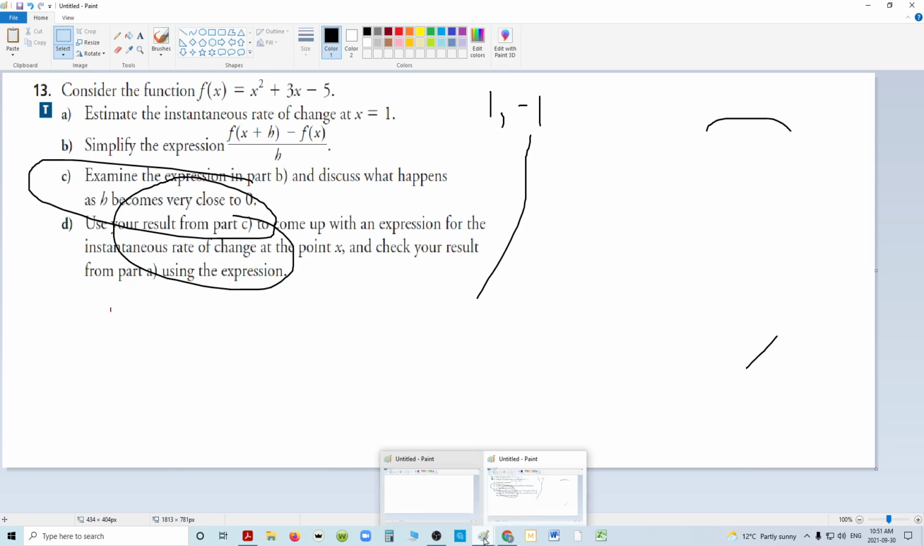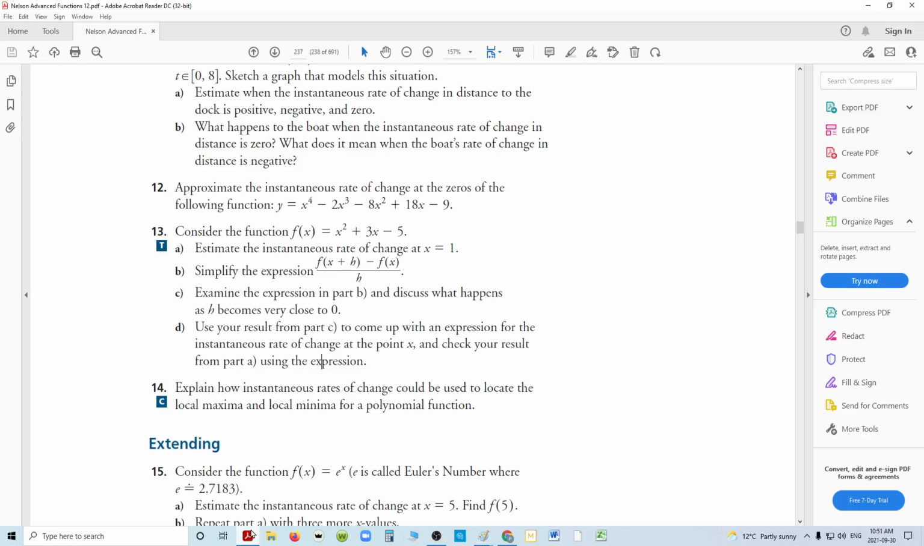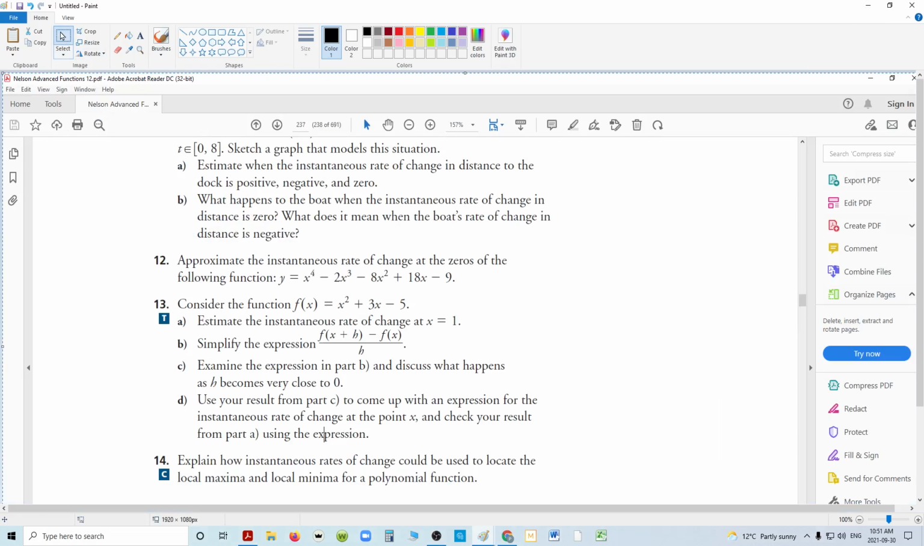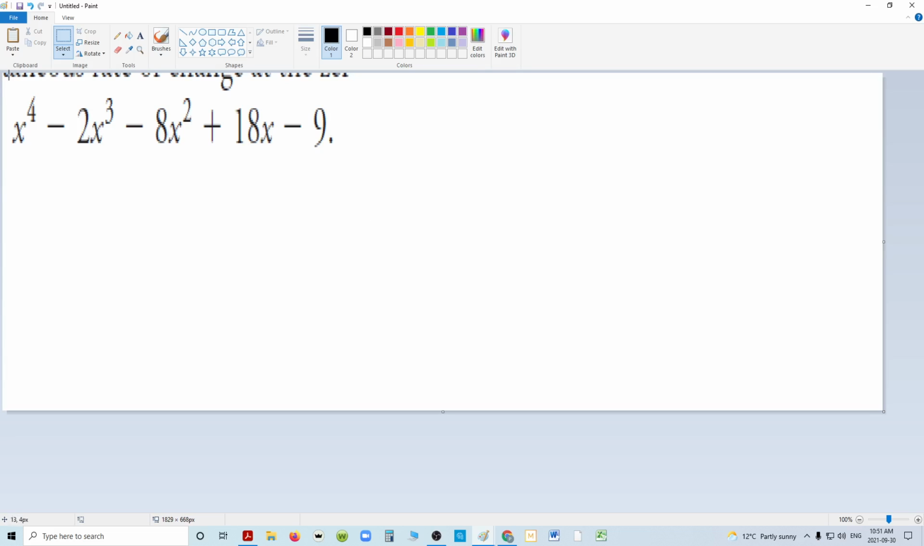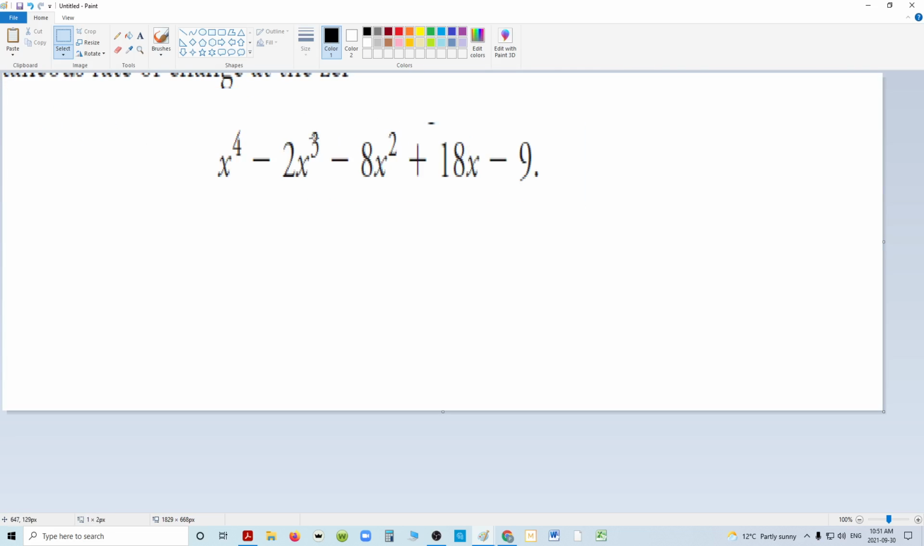If I have a super long polynomial, like the one we had before, this one here, and I want to come up with a fast way to verify my rates of change, I'm going to follow that rule. For my formula for rate of change, I'm going to take the 4 down here and lower it to 3. So I get 4x to the 3. Then I'm going to take the 3 multiplied by the minus 2. I get minus 6. I'm going to lower the 3 by 1, x squared.